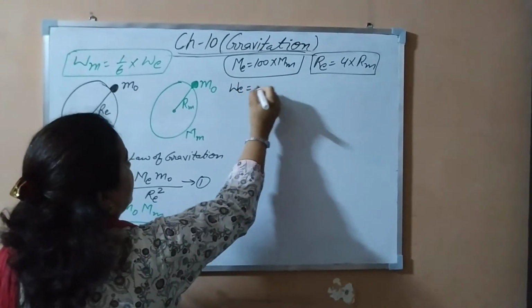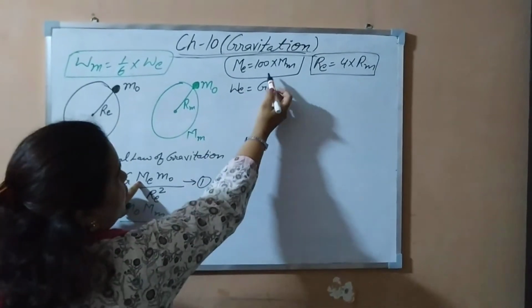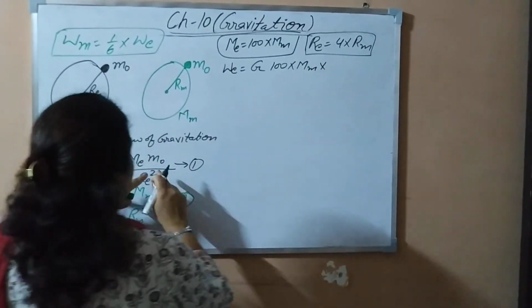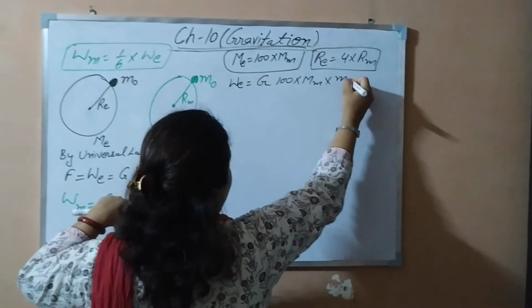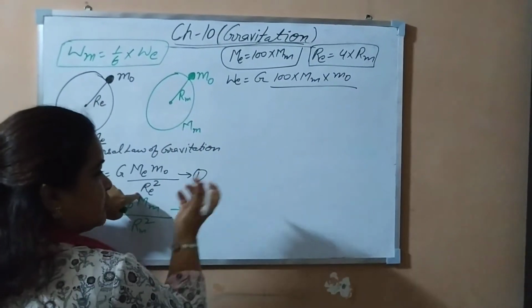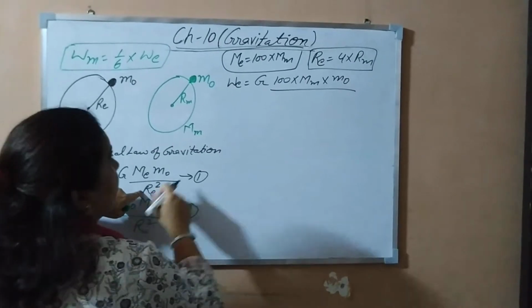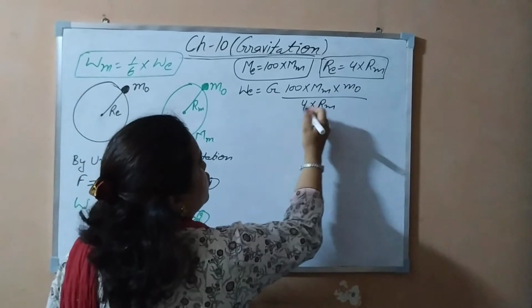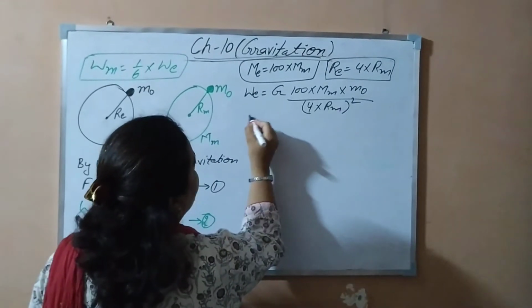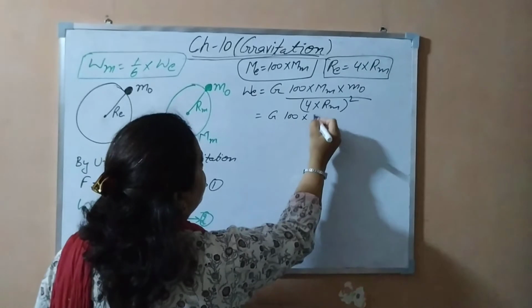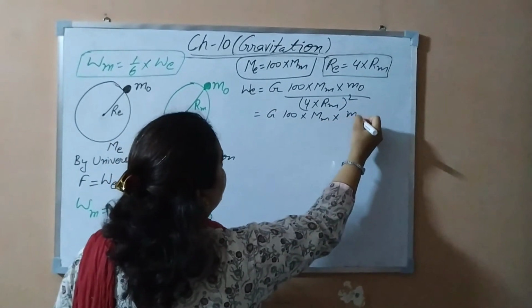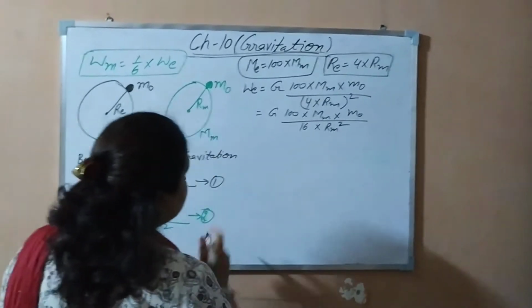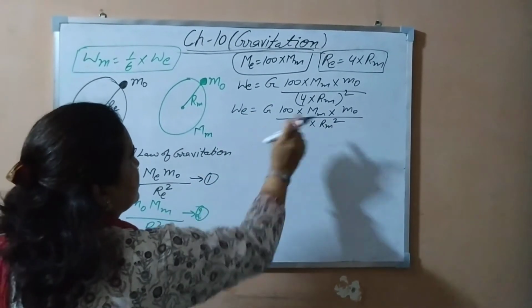So the weight on earth becomes G. In place of the mass of earth we substitute 100 times the mass of moon. The mass of object will remain the same because the mass of an object does not change from place to place. In place of the radius of earth we put 4 times R_m, and since the whole radius is squared, we put the square. Solving it, you will get G times 100 times the mass of moon times the mass of object upon 16 times R_m squared. This is the third equation after substituting.